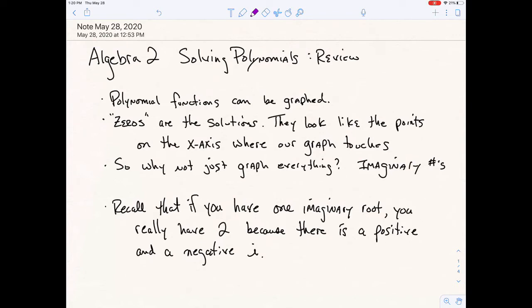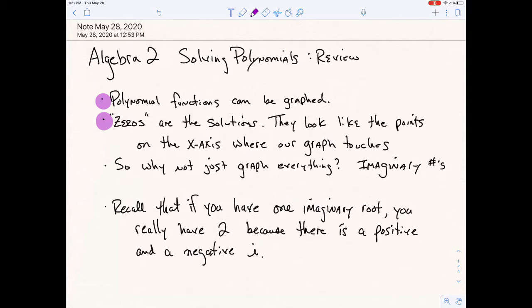First, I want to remind you that polynomial functions could be linear, quadratic, cubic, they could be any of those things, and polynomial functions can be graphed. So if we start off just establishing the fact that if you can graph a polynomial function, then you can solve a polynomial function. Because let's remember that zeros are the solutions to a polynomial function.